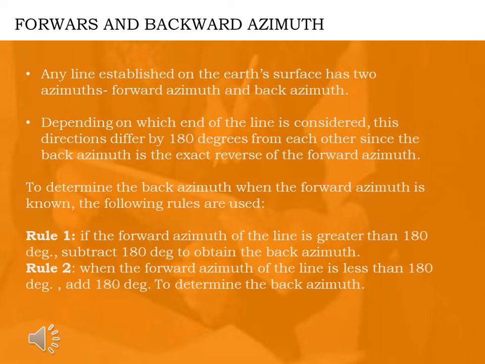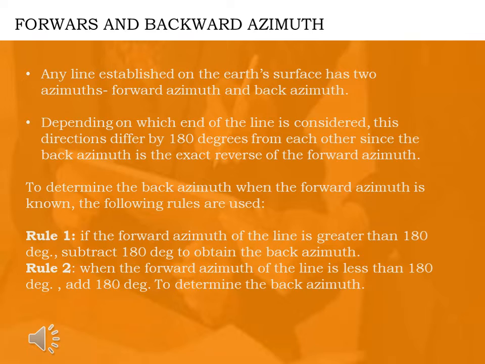Forward and backward azimuth. Any line established on the Earth's surface has two azimuths, forward azimuth and back azimuth. Depending on which end of the line is considered, this direction differs by 180 degrees, since the back azimuth is the exact reverse of the forward azimuth. To determine the back azimuth when the forward azimuth is known, the following rules are used.